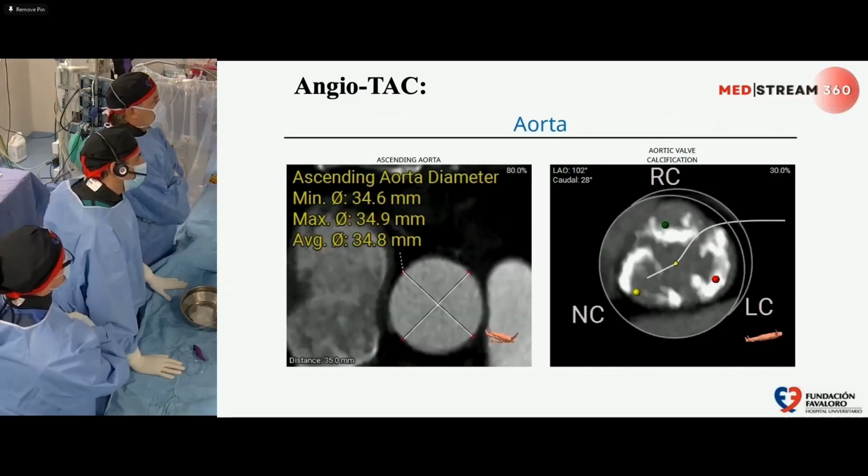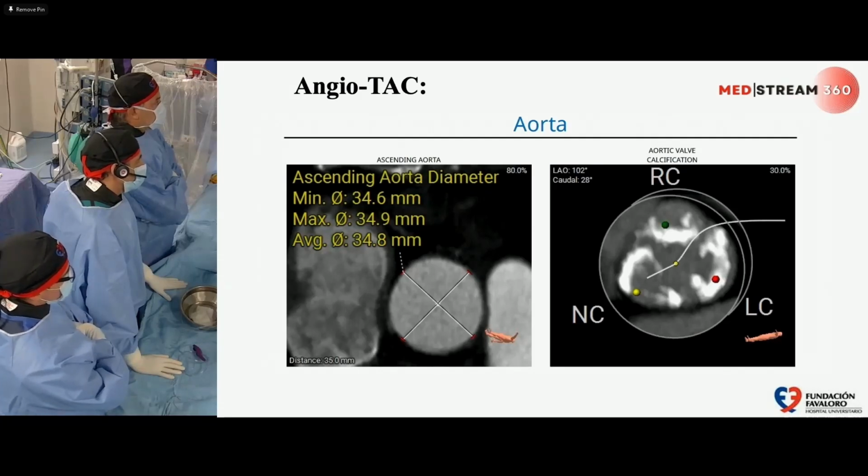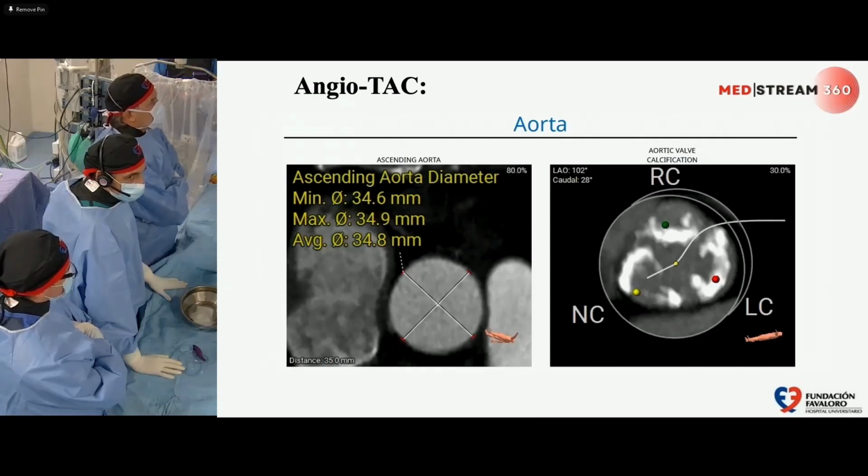And here we can observe significant calcification of the leaflets. The ascending aorta is 35 as a mean diameter. Next.